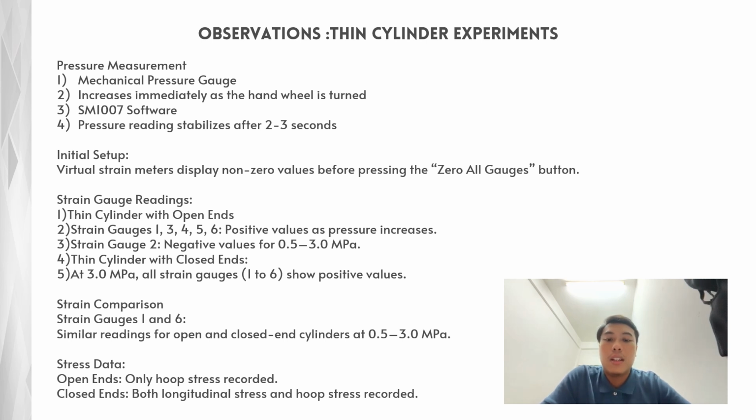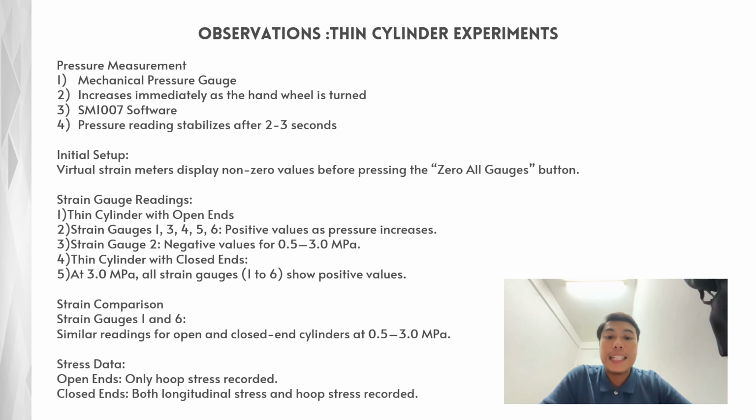Next, we go to the strain gauge reading. The first point is thin cylinder with open end, where strain gauges 1, 3, 4, 5, 6 will show a positive value as pressure increases. Next, strain gauge 2 will show a negative value for 0.5 to 3.0 megapascal. Next, thin cylinder with closed end, which at 3.0 megapascal, strain gauges 1 to 6 show a positive value.